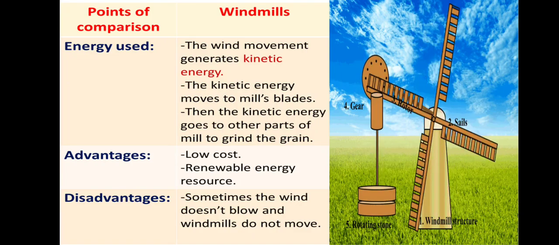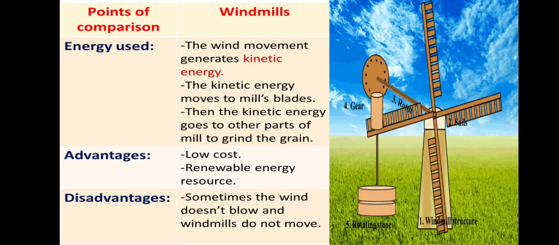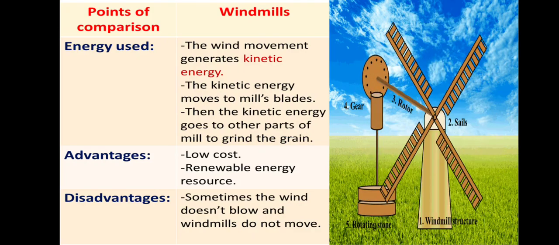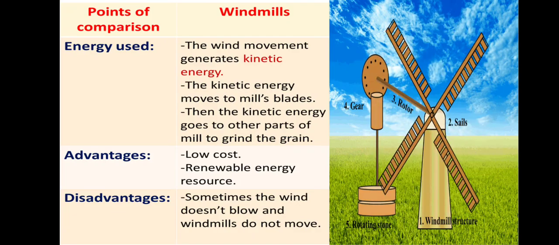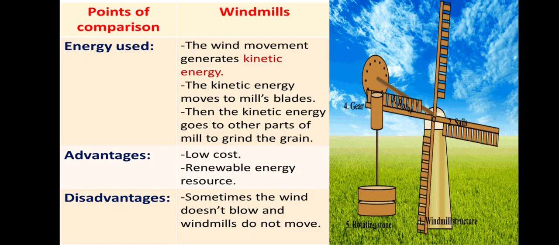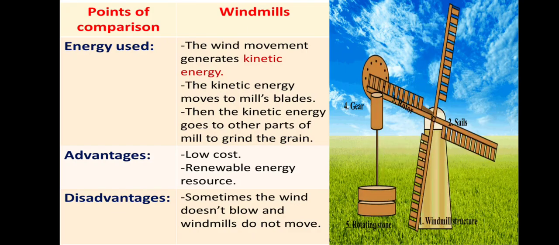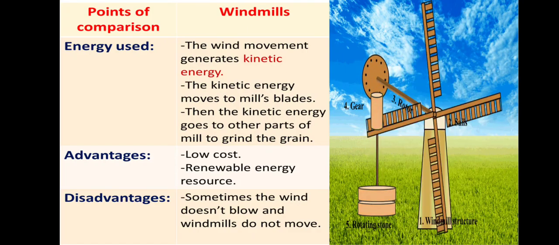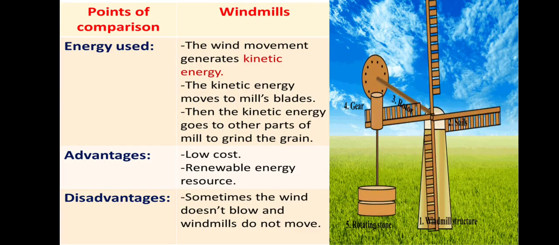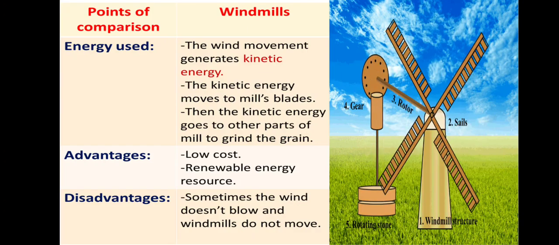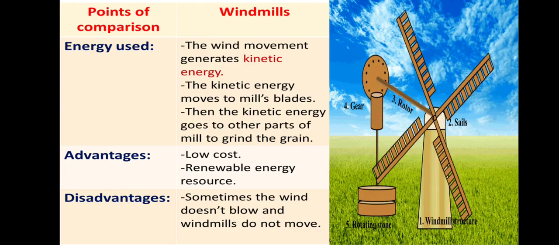When the wind starts to move, it will produce kinetic energy. The kinetic energy makes the blades start to move. So when the blades start to move, it will also produce which type of energy? Also kinetic energy. After that, the kinetic energy goes inside the windmills to make the other part of the windmills start to move.